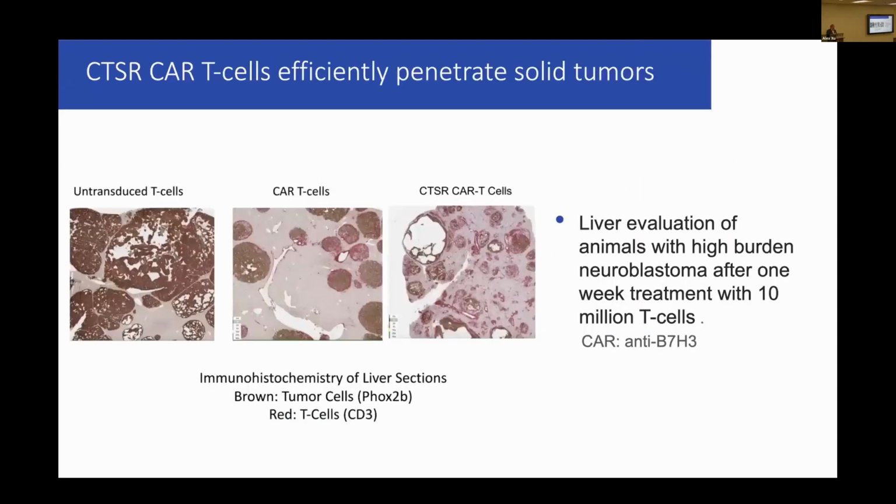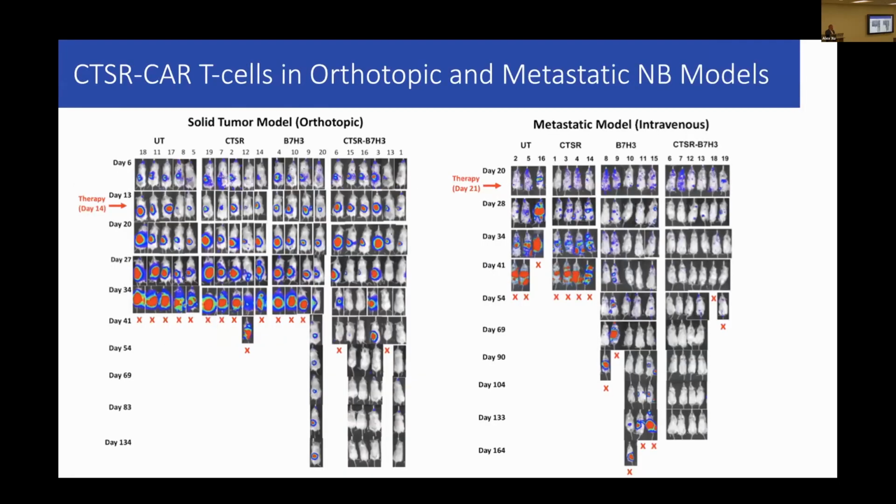This is a liver section of tumor cells. When we give untransduced T cells, the brown is a nuclear stain of PHOX2B for neuroblastoma. The CAR T cell is directed against an antigen in neuroblastoma called B7H3. The CAR T cells go around the tumor but don't infiltrate it. When we have the CTSR, they could actually obliterate these nodules in the liver tumors. This results in a significant increase in survival of the mice.